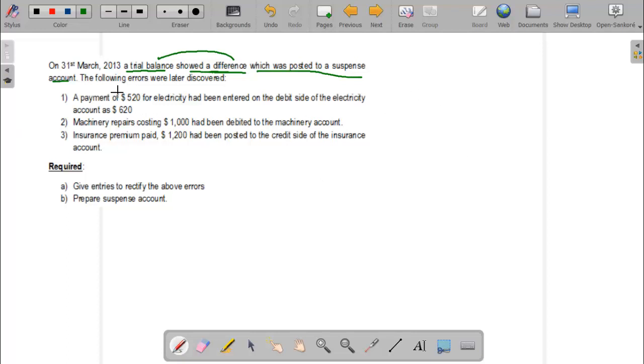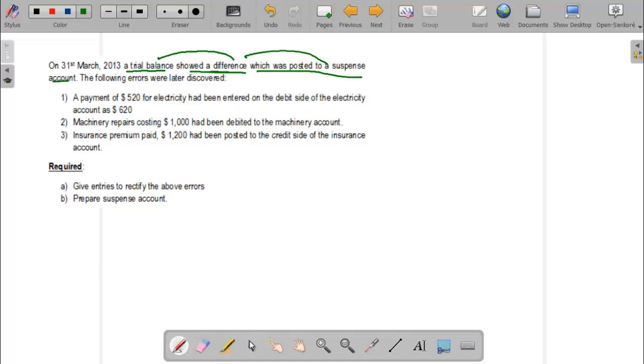Yes, but we don't know the amount of difference. We just know there is a difference, and the difference we transfer to the suspense account, but we don't know the amount of difference, isn't it? So that we are to find out. Yes, read out later on.